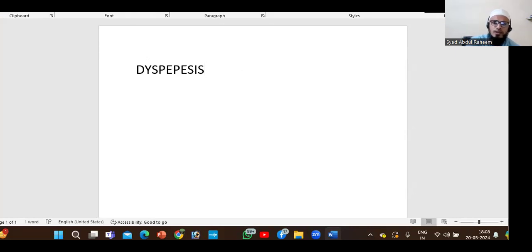Okay. So basically, the stomach secretes a number of digestive enzymes, digestive juices to digest the food. Okay. So we have three things related to the gastrointestinal tract. One is digestion, absorption, and defecation. So if the problem occurs in digestion due to the stomach, it is called dyspepsia. Okay. So it is disturbance of digestion.